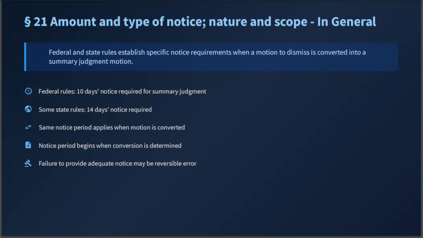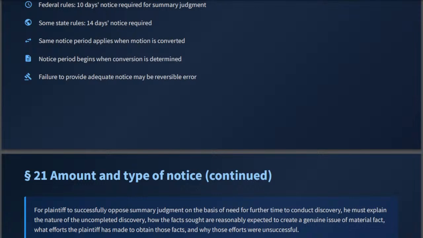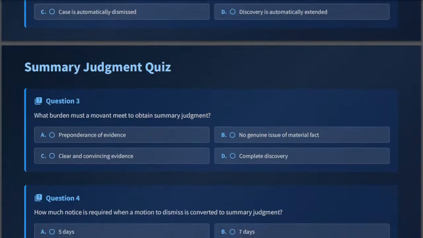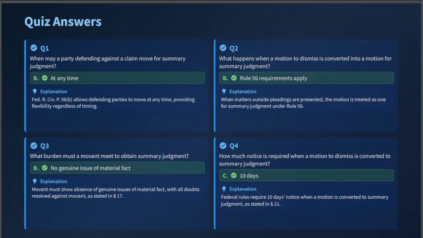So take note with summary judgment to also look at state rules involving any of the conversions of summary judgment from motion to dismiss to a summary judgment. So there it is. We've got the quiz answers here. You all did excellent, and I think that we had the dual answers for question 4, so both of those will be considered correct. Let me double check over here.